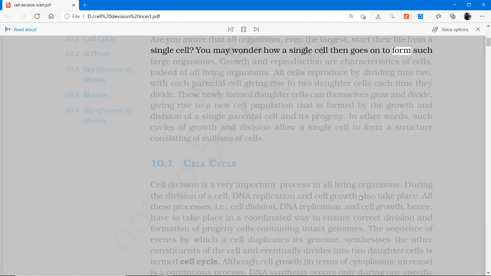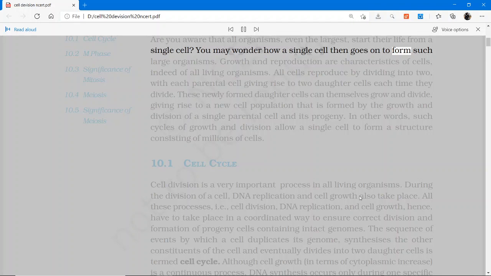All cells reproduce by dividing into two, with each parental cell giving rise to two daughter cells each time they divide. These newly formed daughter cells can themselves grow and divide, giving rise to a new cell population that is formed by the growth and division of a single parental cell and its progeny. In other words, such cycles of growth and division allow a single cell to form a structure consisting of millions of cells.